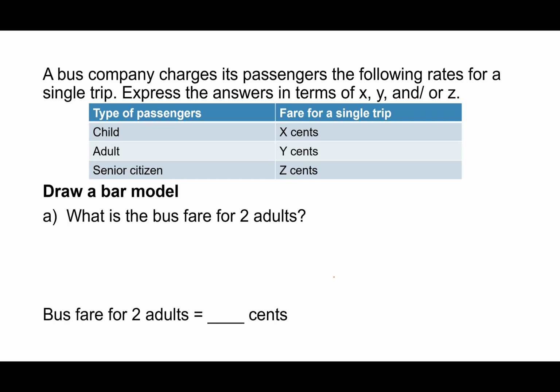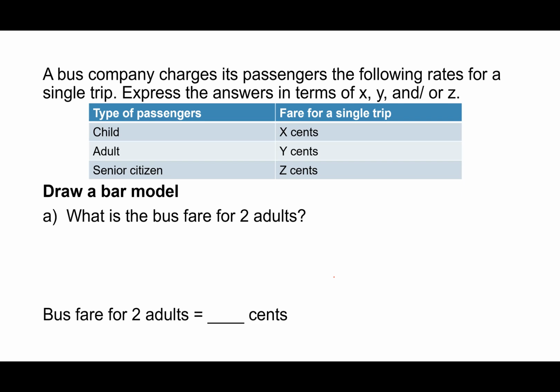How much is it for an adult to ride the bus? Cecilia, can you tell me? No, that's for a child. How about an adult? Good. Y. How about for a senior citizen? Mendel, can you tell me? Z cents. Great job. So we've got these different fares for all of our ages of people.